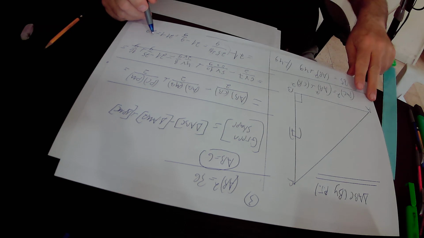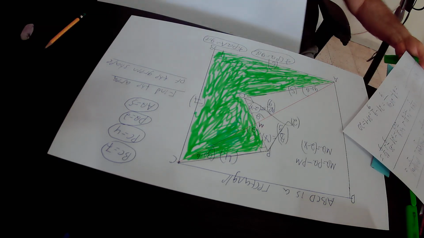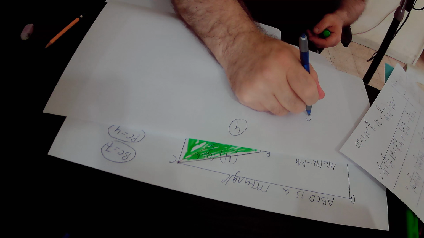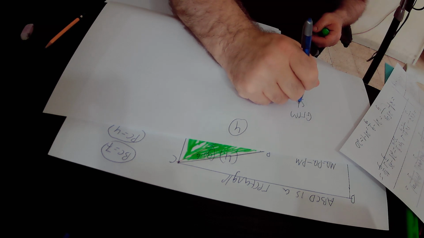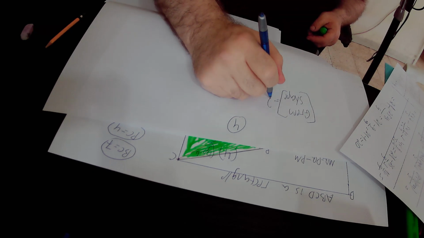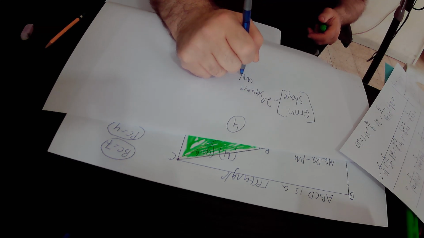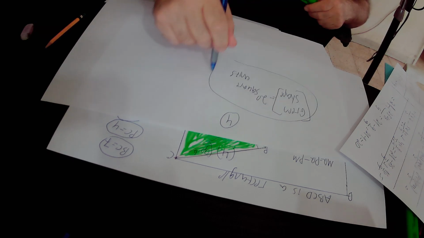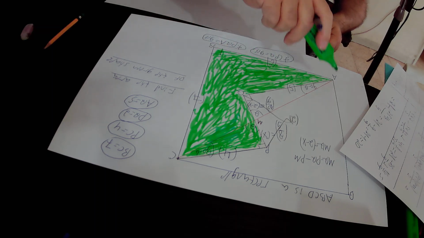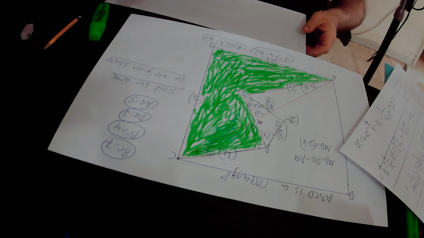Okay, the area of the green shape in total equals 20 square units. Repeat again, the area of this green shape that is inside rectangle ABCD equals 20 square units. So in the next step, I will summarize the lecture.